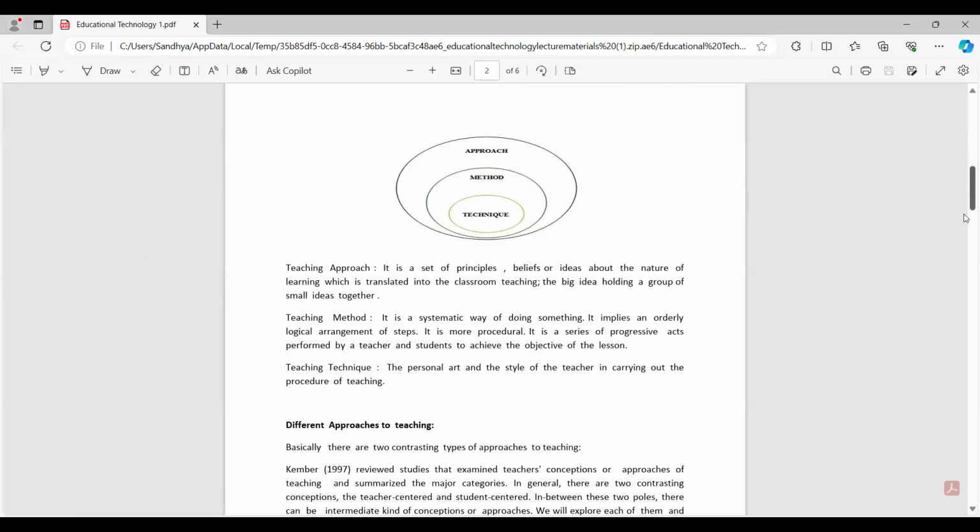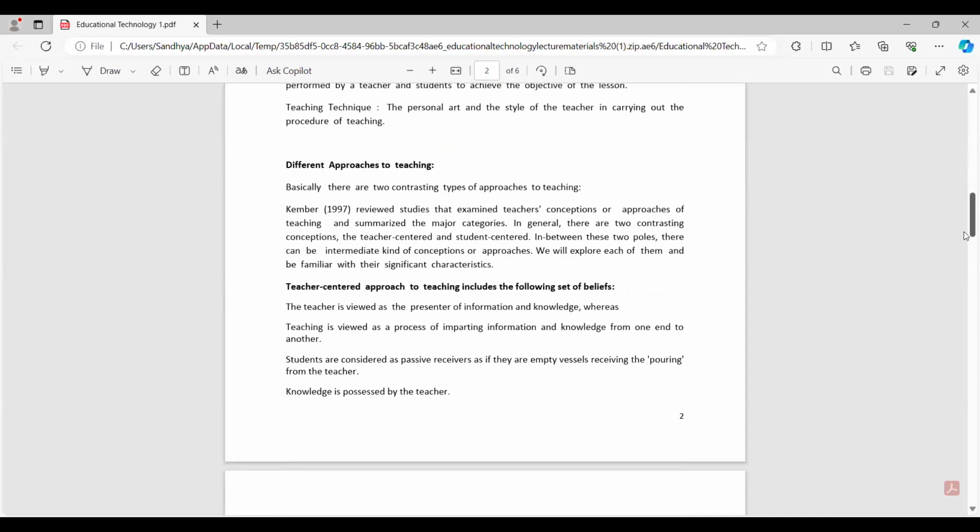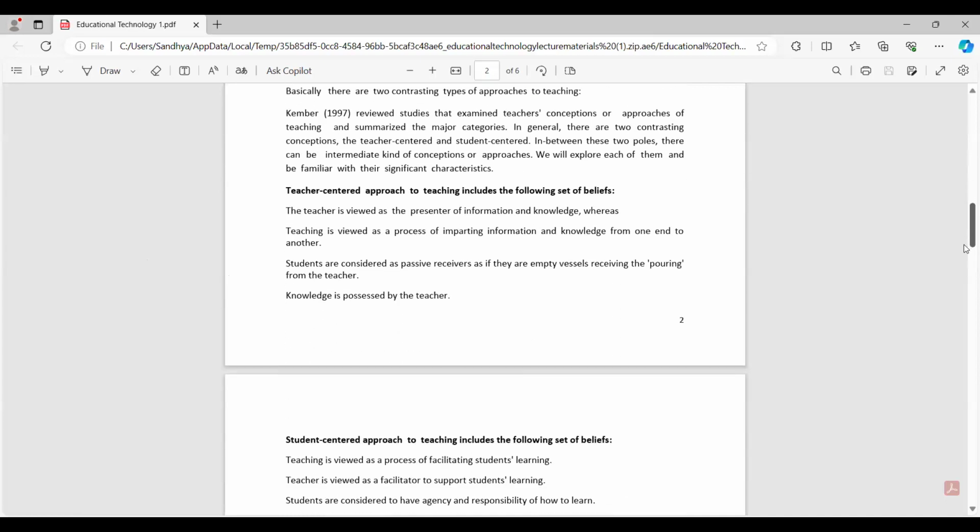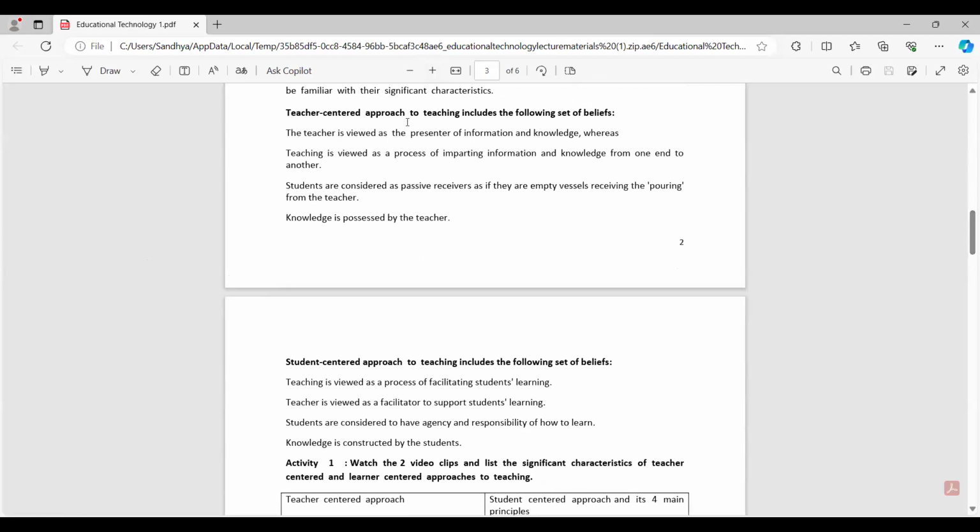What are the approaches that we have? Teacher-centered approach and student-centered approach. Teacher-centered approach to teaching and student-centered approach to teaching. So have you got any idea about this? I think most of you are from teaching colleges, training colleges. You can't say no if you're products of teacher training colleges. This is one of the basics that you learn.